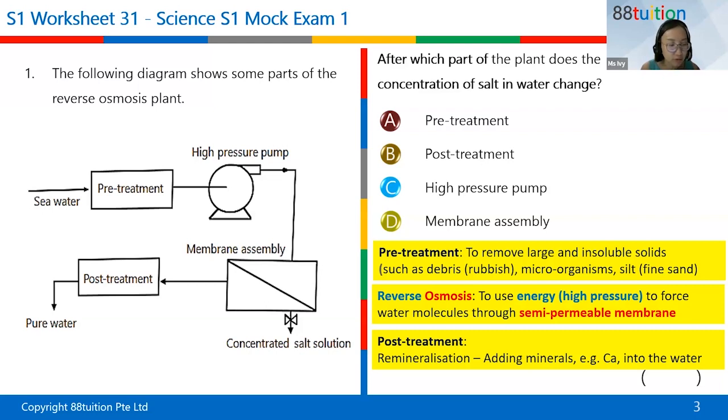This one is a reverse osmosis plant. They are asking you, after which part of the plant does the concentration of salt in water change? First of all, this word reverse osmosis, I want to check with everybody. Does it involve a semi-permeable membrane? Can you answer my first question for today? Is there a semi-permeable membrane?